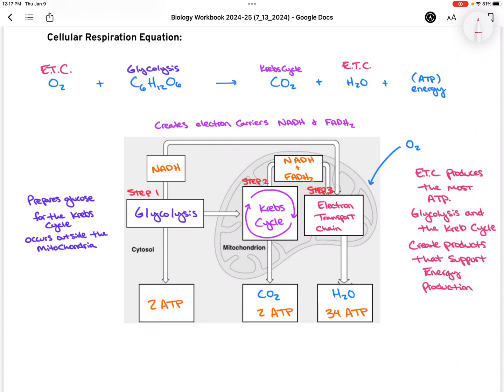I will ask you questions like, what is the product of the electron transport chain? And you're going to say water and 34 ATP. Or if I ask, what's the main purpose of glycolysis? One thing you can say is, to break glucose down, create an electron carrier, and create a small amount of energy. You're going to need to be able to navigate this image and understand what's happening. If you have any questions, please come talk to me, and we can work through this.